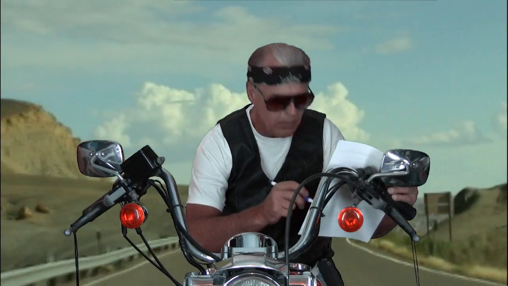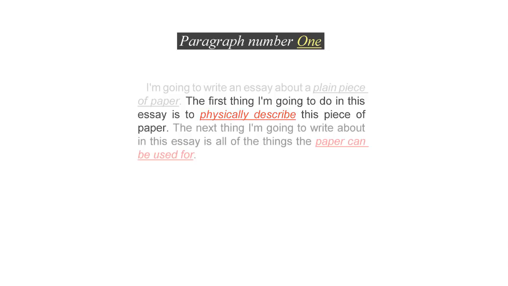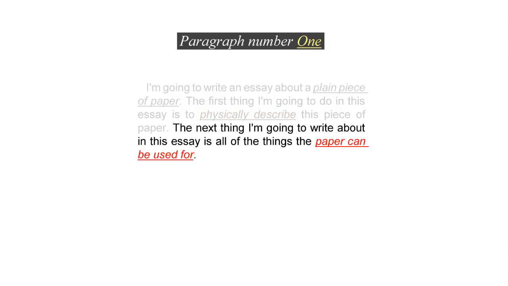Irving, what else can you say about this piece of paper? Well, I can write about all the things you can do with a plain piece of paper. Yes, so make a sentence out of that. Okay, the next thing I'm going to write about in this essay is all the things a piece of paper can be used for. Very good.